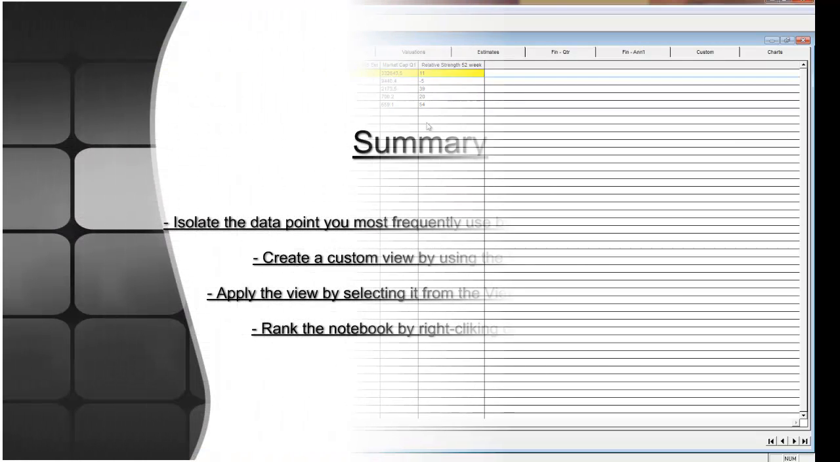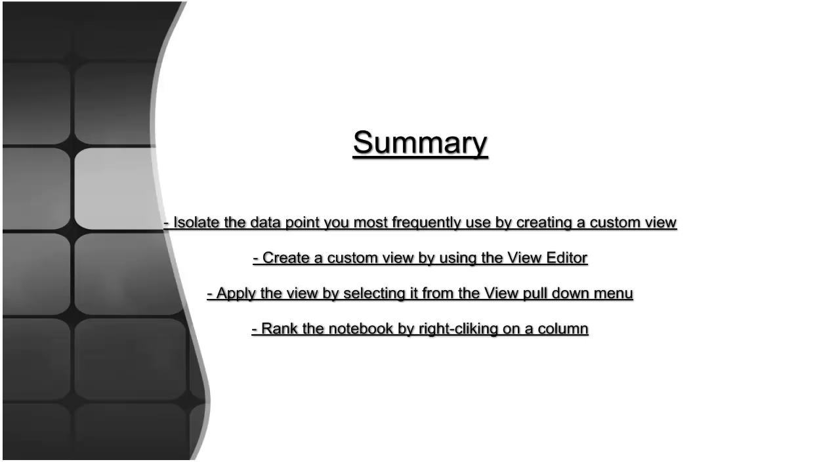In summary, you can isolate the data points you most frequently use by creating a custom view. You can create a custom view by using the View Editor. Apply the view by selecting it from the View pull-down menu. And then finally, you are able to rank your notebook by right-clicking on any of the columns.